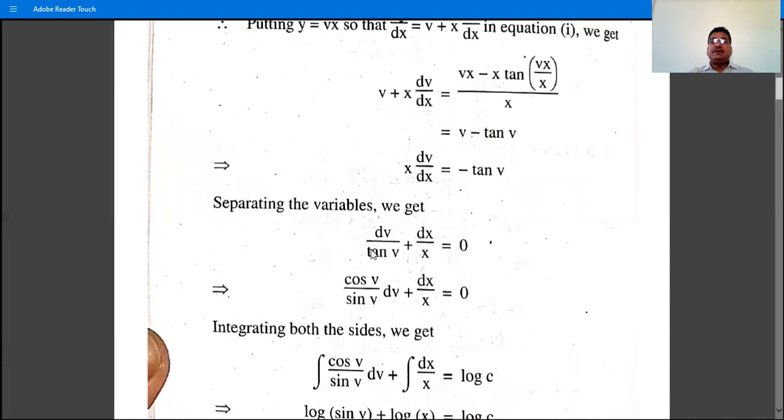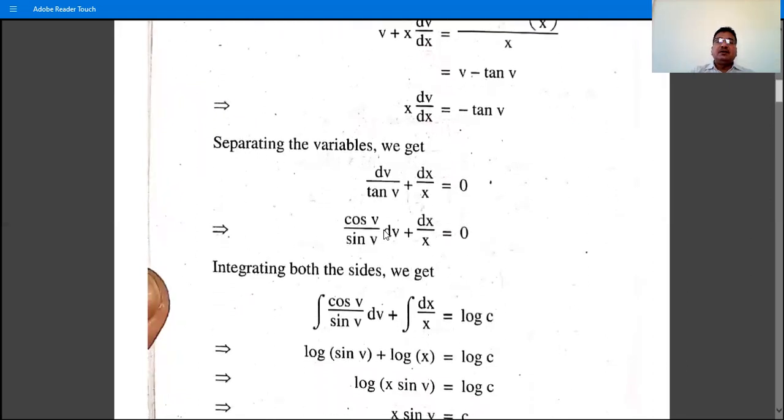Then separate the variables. So we have dv by tan v is equal to minus dx by x, that is dv by tan v plus dx by x is equal to 0. And then what is 1 by tan v? It is cot v, and cot v is cos v divided by sin v.